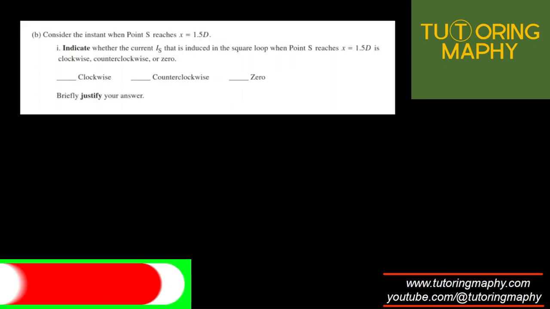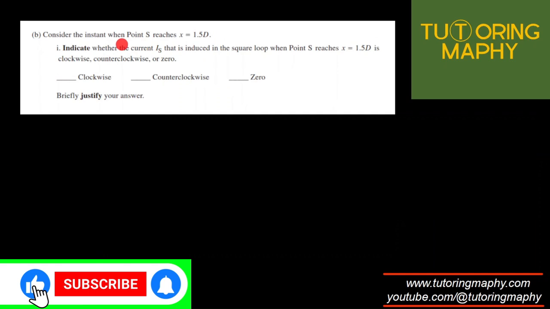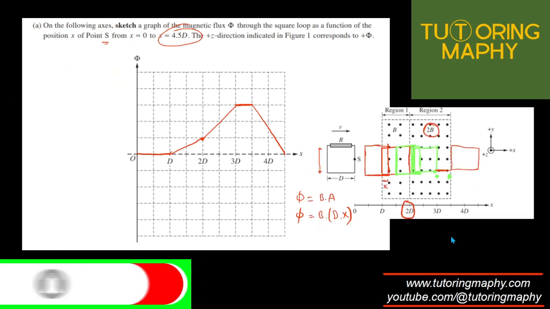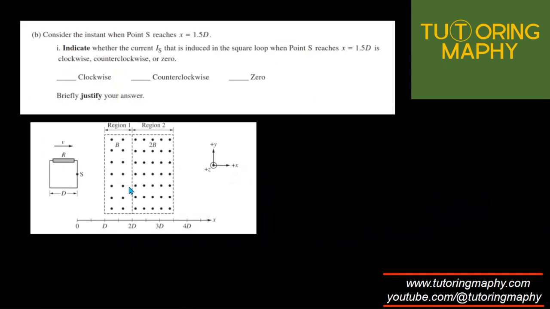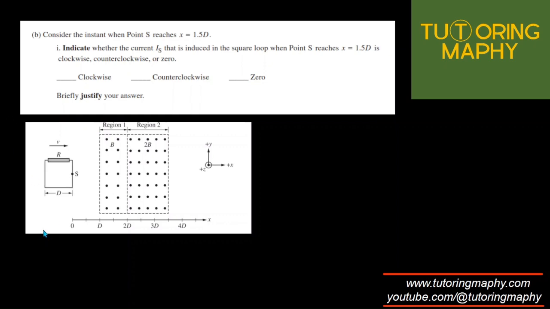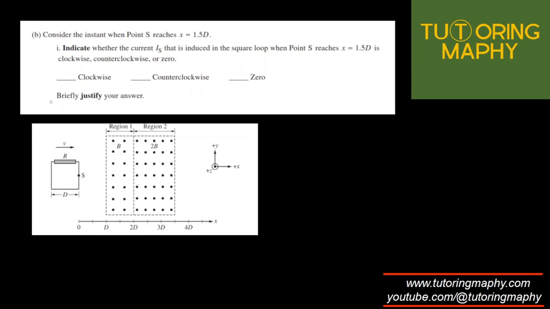Okay. Consider the instant when point S reached 1.5 D. So I think I again have to borrow this. When point S is at 1.5 D, 1.5 D is over here, so it means half inside, half outside. All right, what do we have to do here? Indicate whether the current that is induced in the point S is clockwise, counterclockwise, or zero.